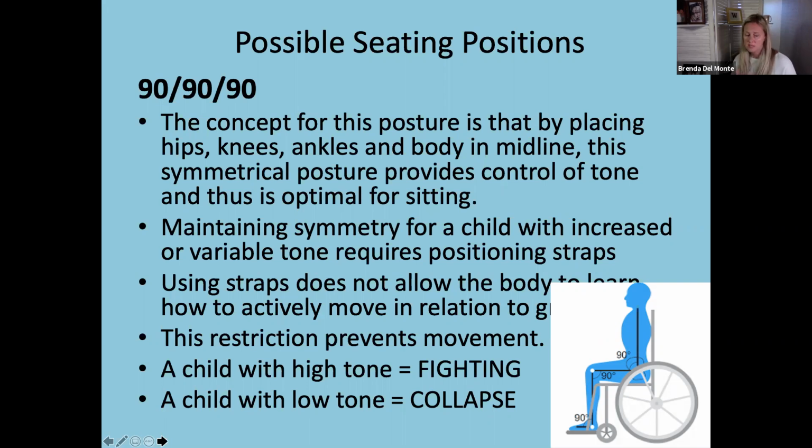What you need to know about that is that children with high tone will fight belts and they will fight restriction. And as soon as you try to create the 90-90, they will actually increase their tone and flatten out as much as they can, often thrusting the pelvis forward and reclining even further. Children with low tone, when forced to sit at this 90-90-90, will often collapse, which is what you saw with Natalie. If she was forced into too much 90-90, she was going to crumple forward on you.